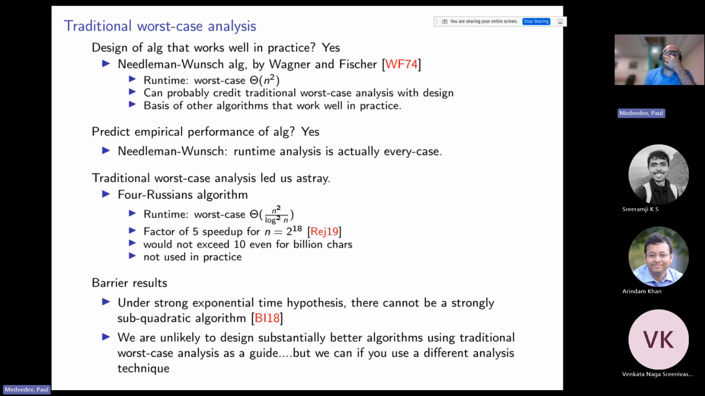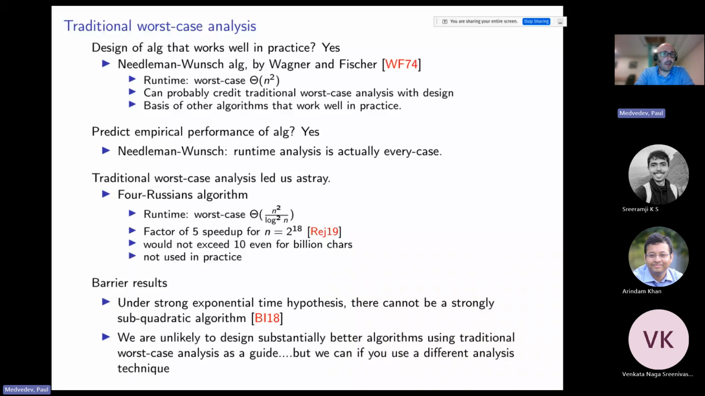Okay. So what has theoretical analysis of algorithms done for this problem when it comes to practice? I'm going to look at it separated by types of analyses. The first is the traditional worst case analysis, and we're going to look at our two questions: the design of new algorithms and the prediction of performance. This Needleman-Wunsch algorithm, which I presented, has a running time under traditional worst case analysis of theta of n squared.